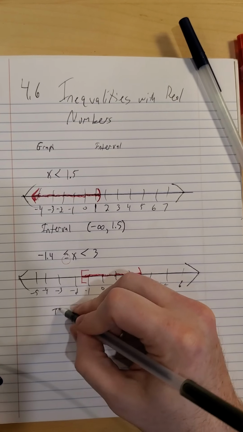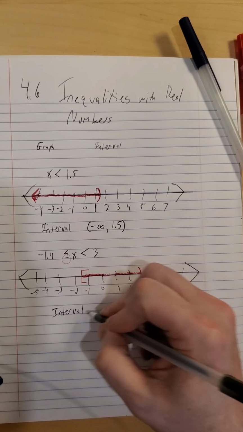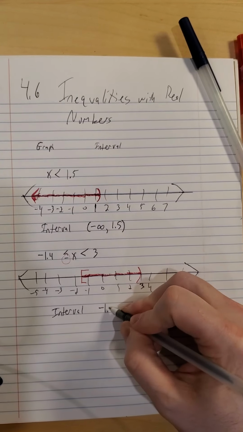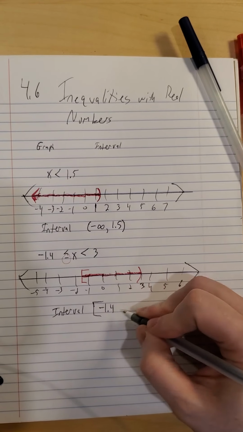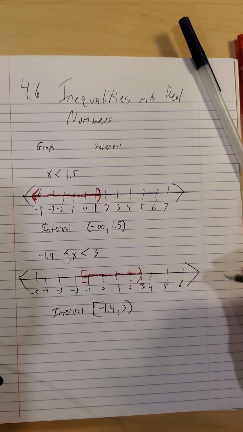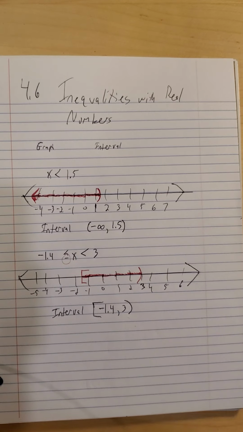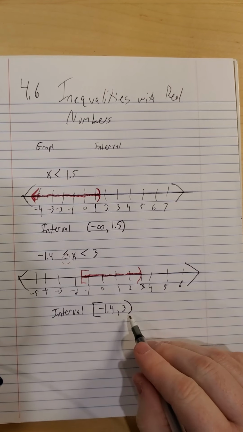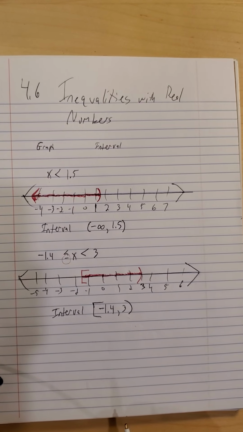And our interval for that looks very much like what our graph looks like. Bracket if we're allowed to use it, parenthesis if we're allowed to just get close to it.